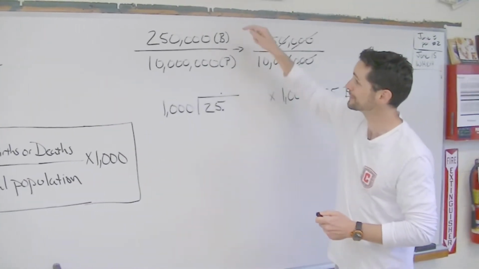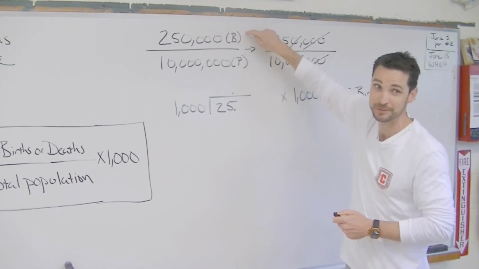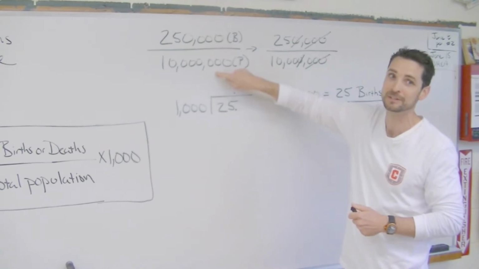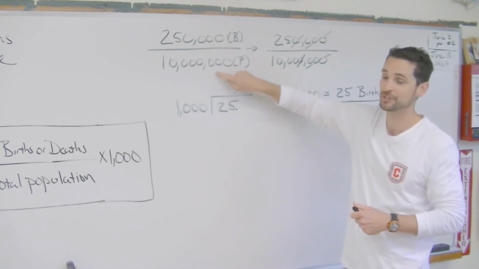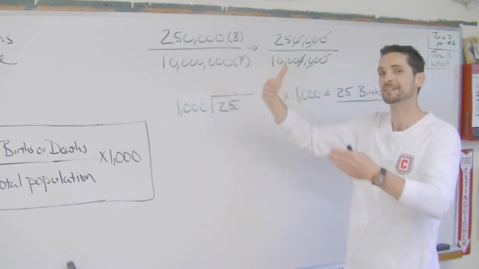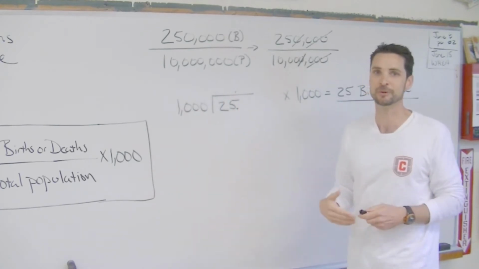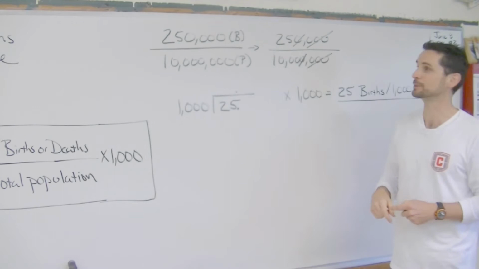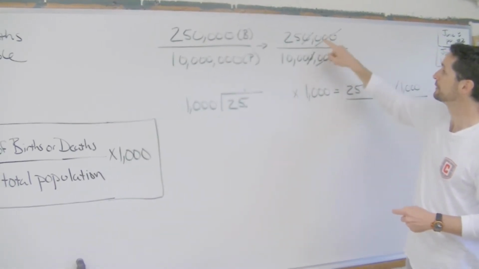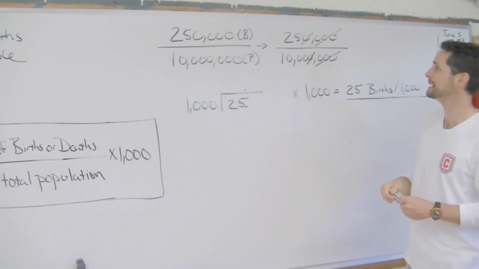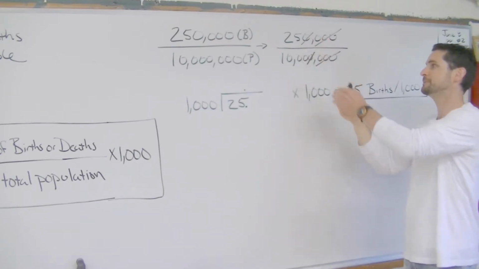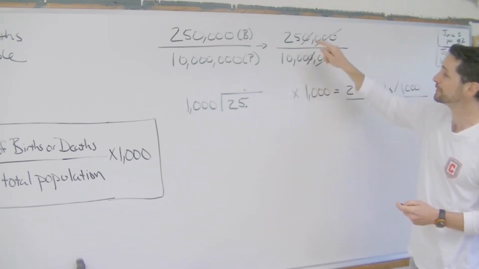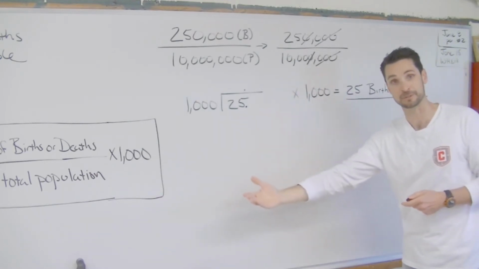What we're going to do is take 250,000 births within country X and divide it by 10 million, the total population. To make this a little more manageable, because you don't have a calculator, the first rule of thumb is to eliminate those zeros. So I have 4 zeros I can remove from my top number. What you do on the top, you should do on the bottom. Ultimately, you end up with 25 divided by 1,000.